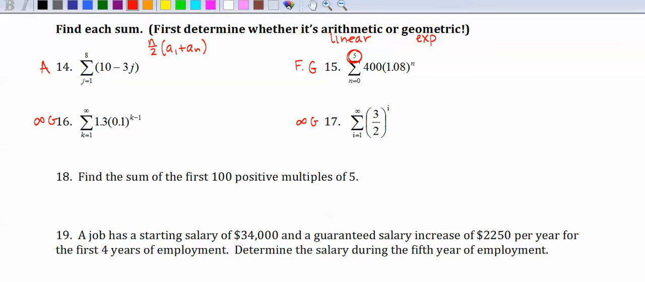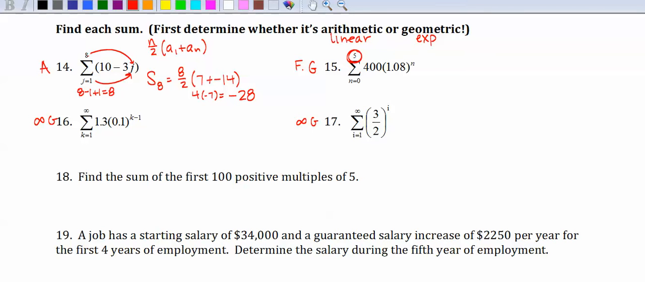Okay, so for arithmetic, we're doing n over 2 times a1 plus an. So we need to know how many terms there are. Top minus bottom plus 1 tells me there are 8 terms. So we're going to do the sum of 8 terms, 8 over 2. First term we get by plugging in the bottom number. So 10 minus 3 would be 7. And the 8th term we'd get by plugging in the top number. 10 minus 24 is -14. So that would be 4 times -7, which equals -28 for your sum.